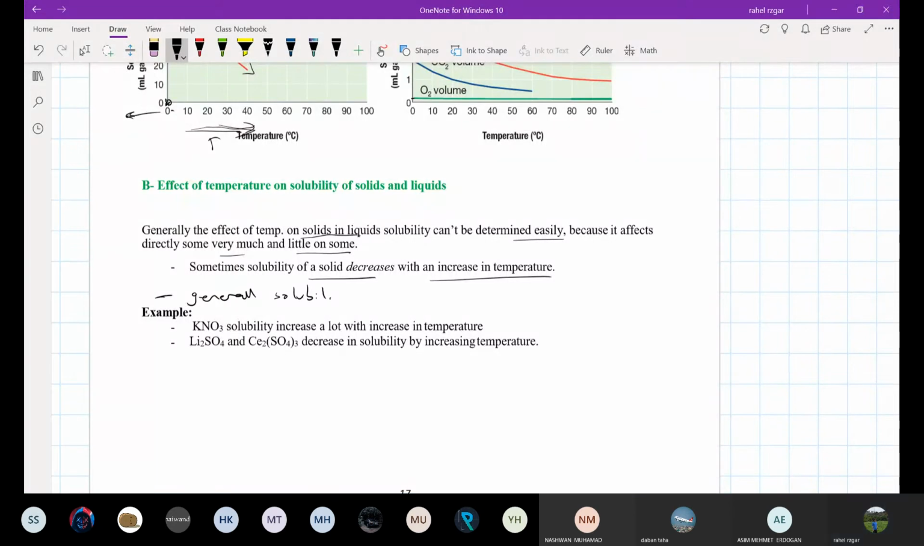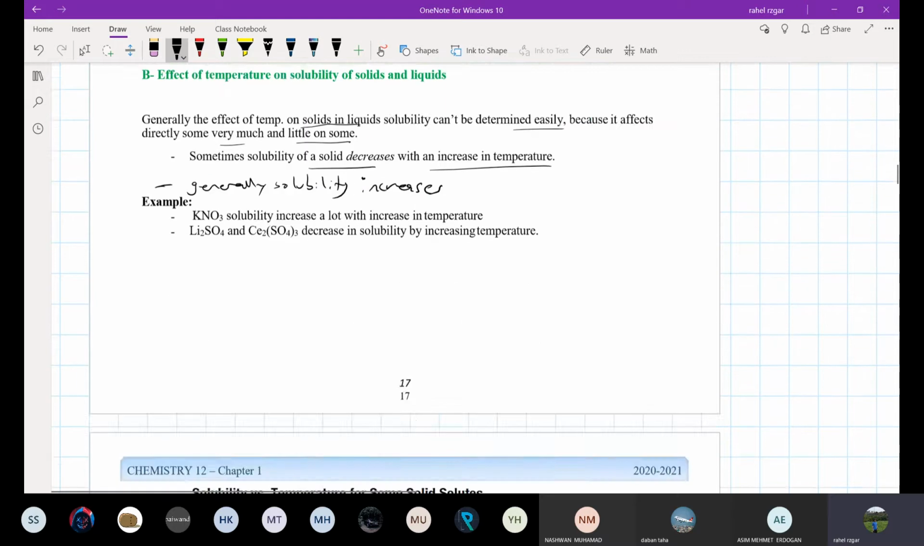solubility increases. So generally, solubility increases. For example, KNO3, the solubility of KNO3 increases a lot. Look at this figure.